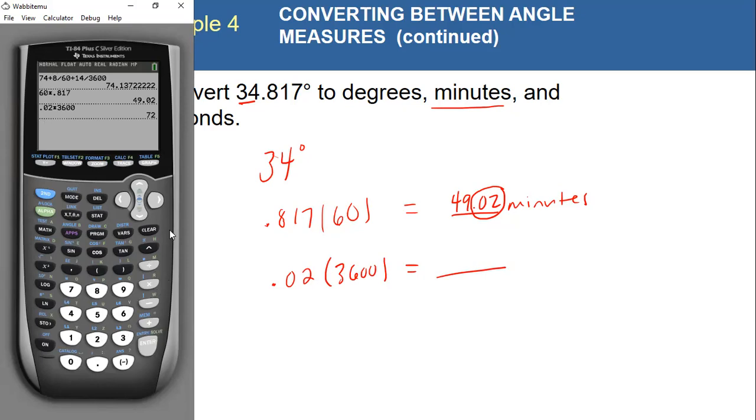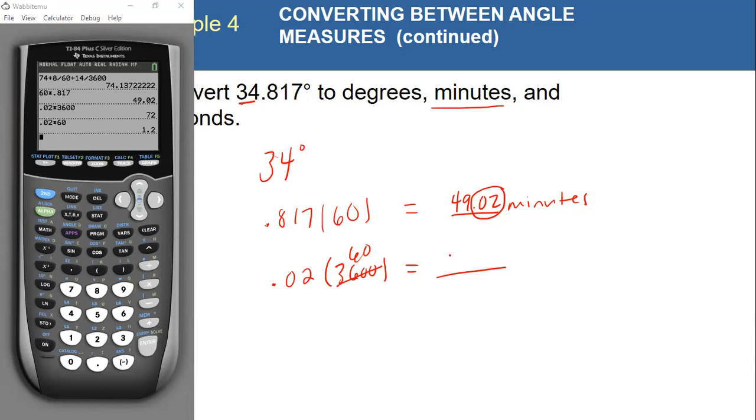I did that wrong, guys. Sorry. There is only 60 seconds. This is just supposed to be 60. My bad. I apologize. That was your teacher on her slow motion.